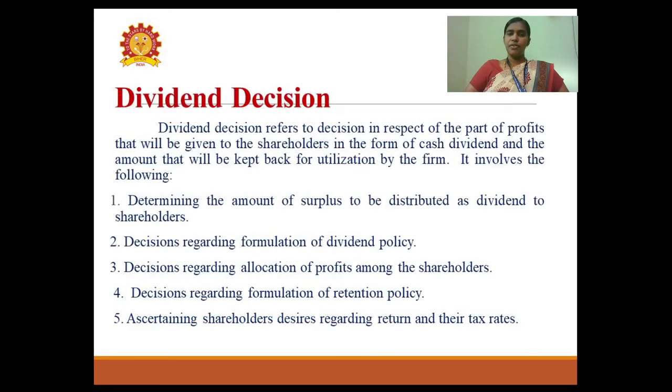Dividend decision. Dividend decision refers to the decision in respect of the part of profit that will be given to the shareholders in the form of cash dividend and the amount that will be kept back for utilization by the firm. It involves the following: determining the amount of surplus to be distributed as a dividend to shareholders, decisions regarding formulation of the dividend policy, decisions regarding allocation of profits among the shareholders, decisions regarding formulation of retention policy, ascertaining shareholders' desires regarding returns and their tax rates.